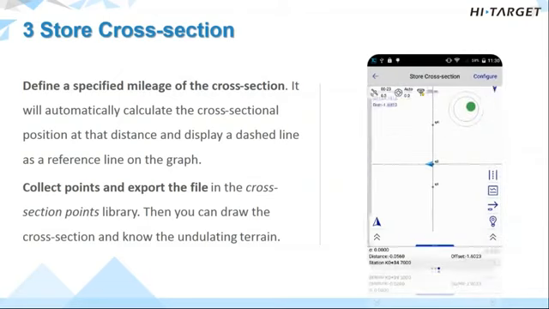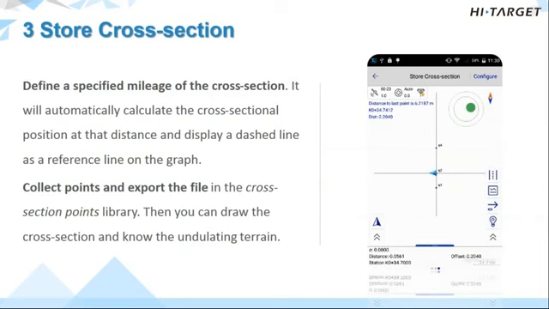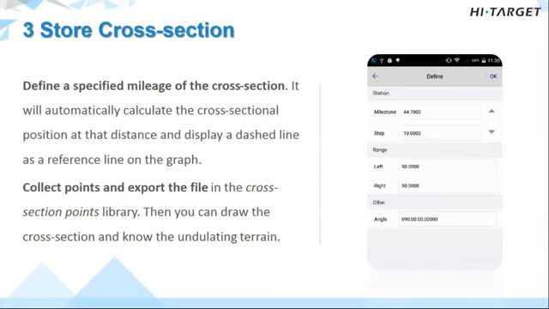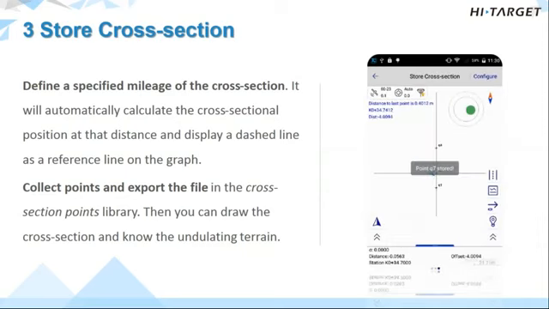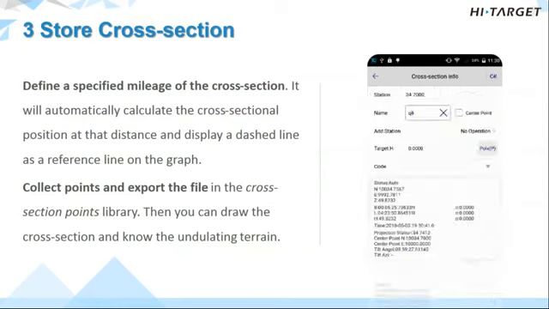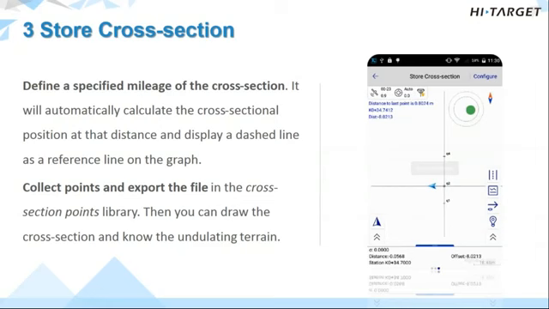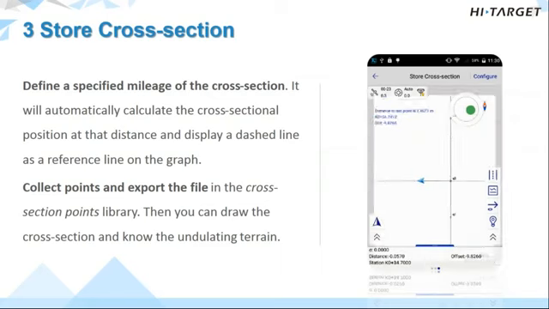Then the third step is to store cross-section. Firstly, you need to define a specified mileage of the cross-section. It will automatically calculate the cross-sectional position at that distance and display a dashed line as a reference line on the graph. After that, you can collect points and export the file in the cross-section point library. Then you can draw the cross-section and know the undulating terrain. This is why we need to store the cross-section.